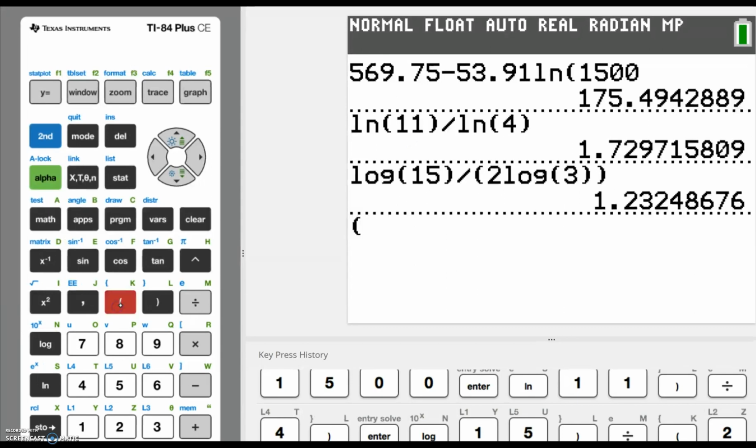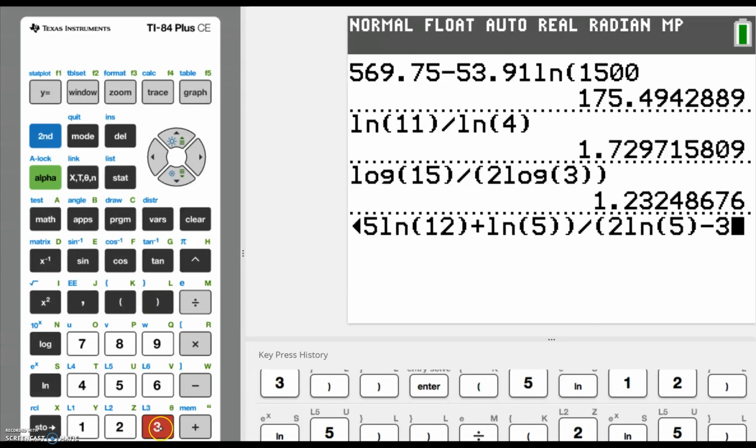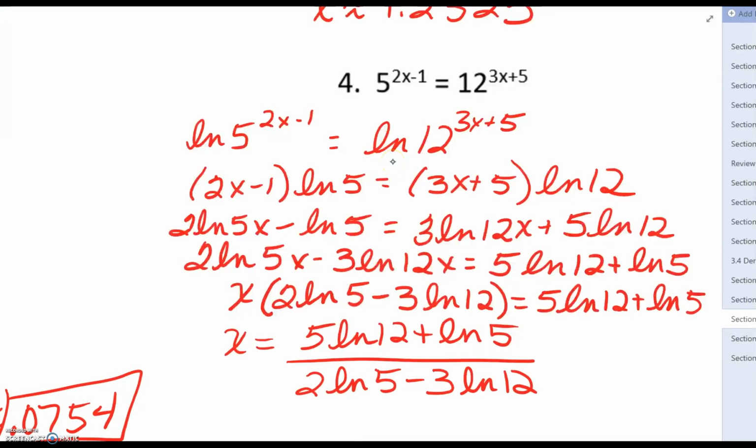So again, we've got 5 times the log of 12 plus the log of 5. That whole thing divided by 2 times the log of 5 minus 3 times the log of 12. And that gives me about negative 3.313, which would be my answer. And there we go.